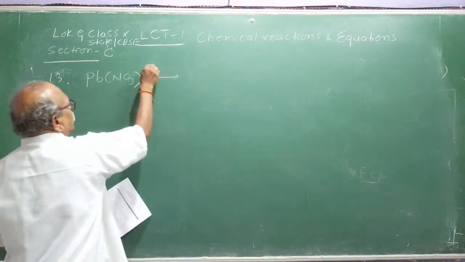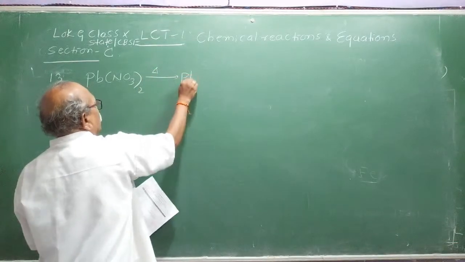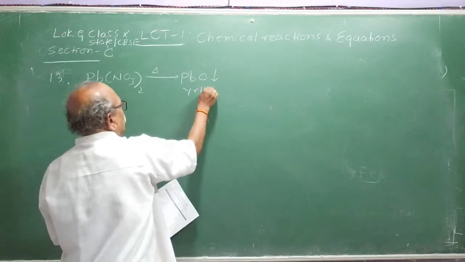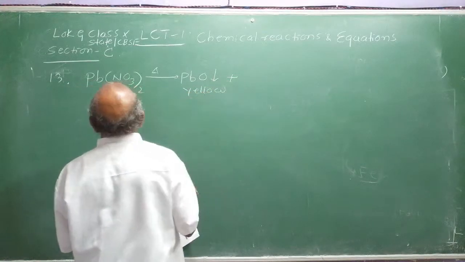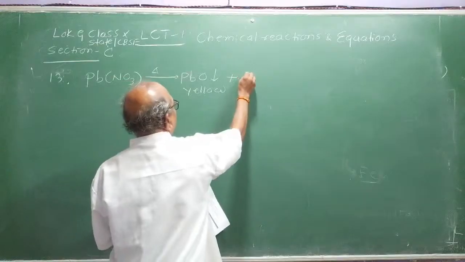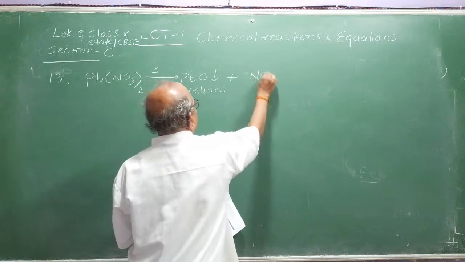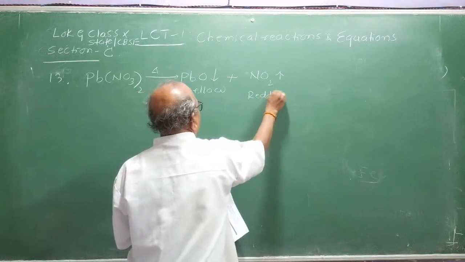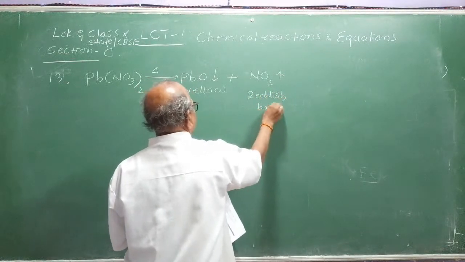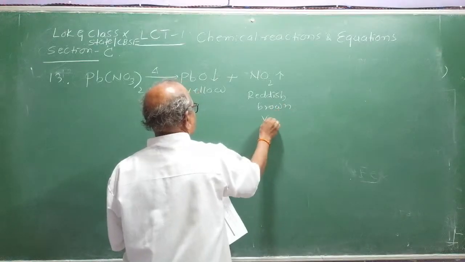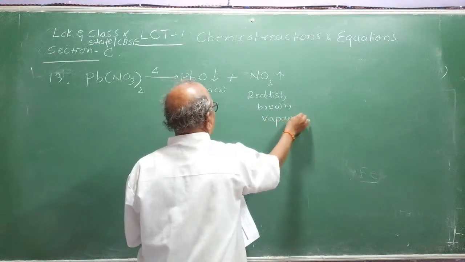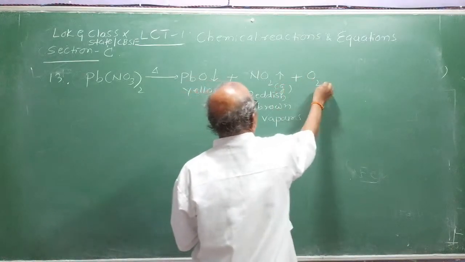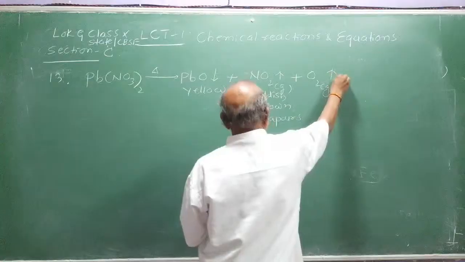Decomposition reaction. On heating, you will get yellow colored lead oxide precipitates. Yellow colored lead oxide is formed, plus reddish brown fumes of nitrogen dioxide liberated. Observations: reddish brown vapors of nitrogen dioxide liberated and oxygen gas. Write the reaction. You have to write the gas liberated.